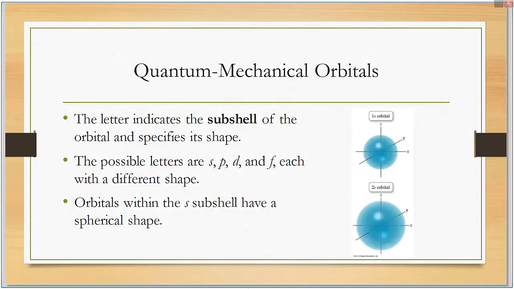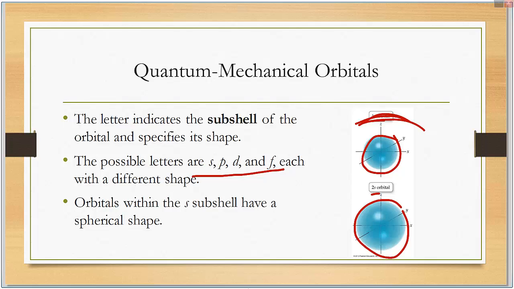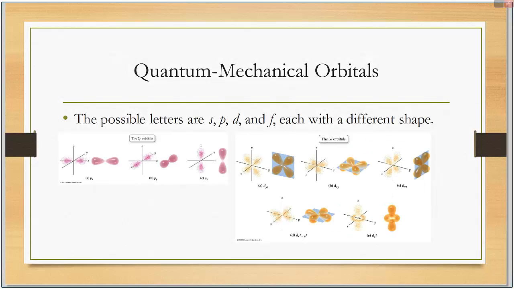The letter indicates the subshell of the orbital and specifies the shape. So the possible letters are S, P, D, and F, each with a different shape. Orbitals within the S subshell have a spherical shape. Notice this is 1s and this is 2s. 2s is larger because it's further out. So as these go further away, the orbitals get bigger.